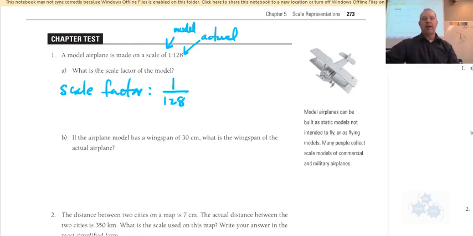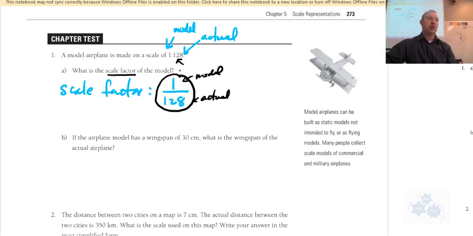The scale factor can be written in one of two ways. Okay, this is the scale statement right here, 1 to 128. So the top one is the model measurement, and the bottom one is the actual object measurement. So in a 1 to 128, always the model values are first. So the scale factor would be, really it's a number expressed as a fraction.